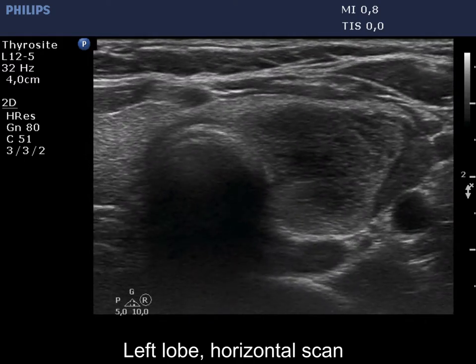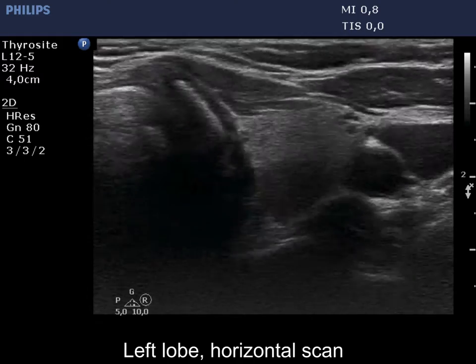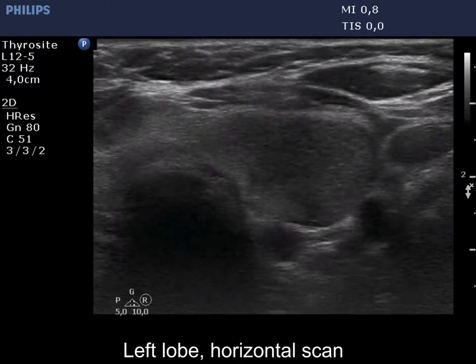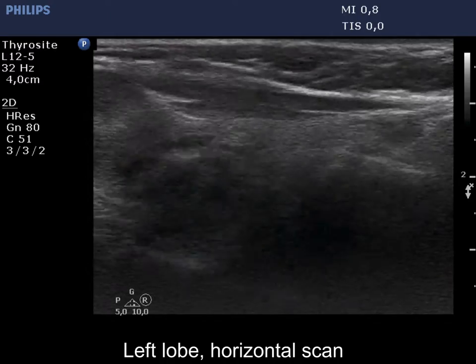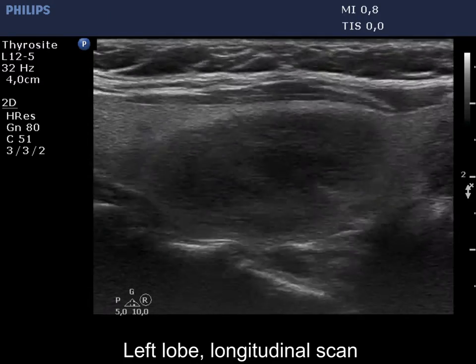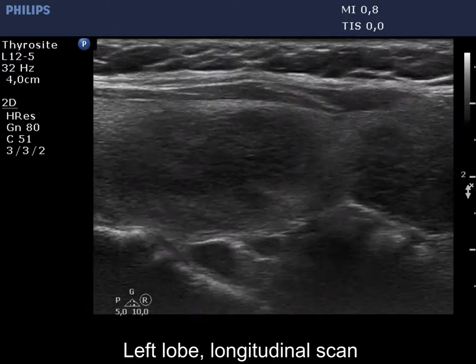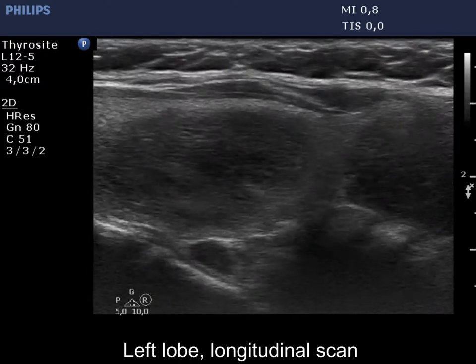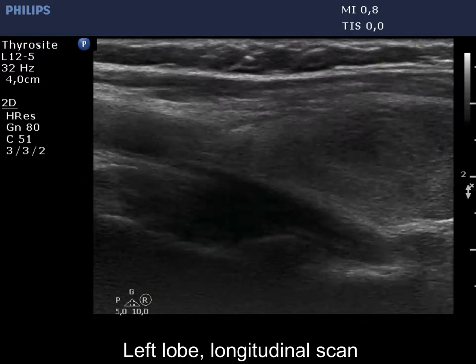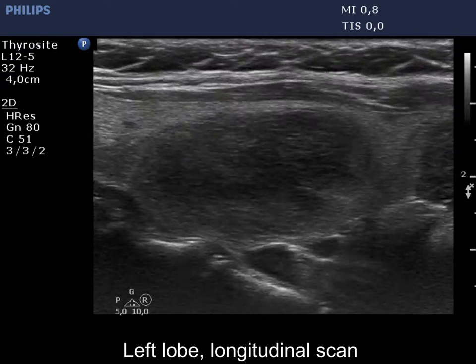The largest hypoechoic mass is demonstrated, its appearance is similar to that seen in subacute thyroiditis. Note a hypoechoic lymph node just below the lower pole of the lobe. The presentation of the thyroid mass is identical to that of the lymph node.